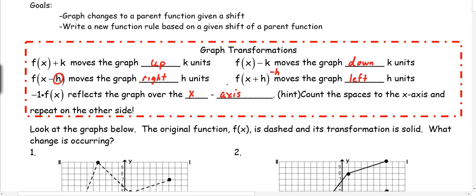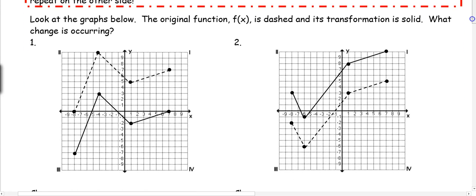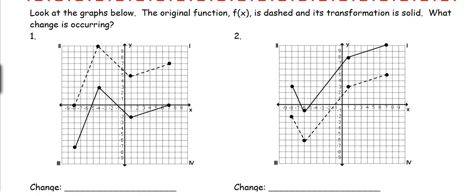Remember that when you are reflecting, you want to count the number of spaces to the x-axis and then repeat it on the other side. So let's start by looking at some graphs and writing our function rule. Look at the graphs below. The original function, f of x, is dashed and the transformation is solid.